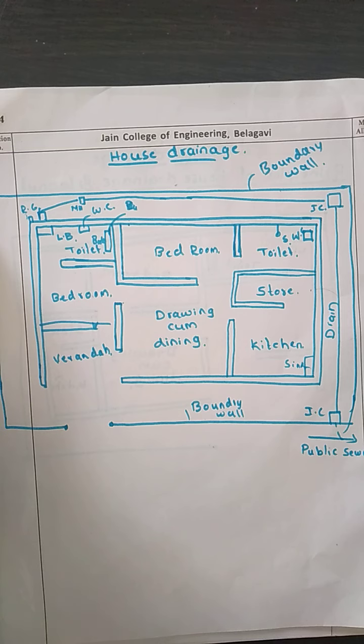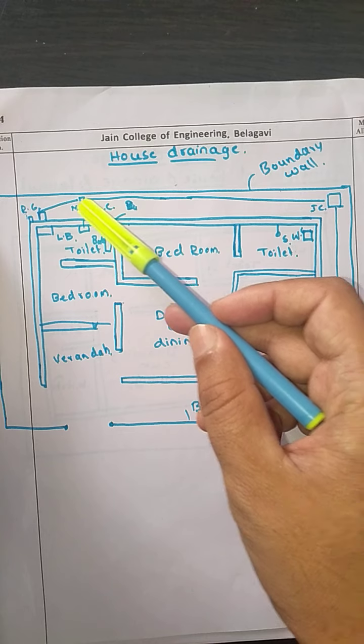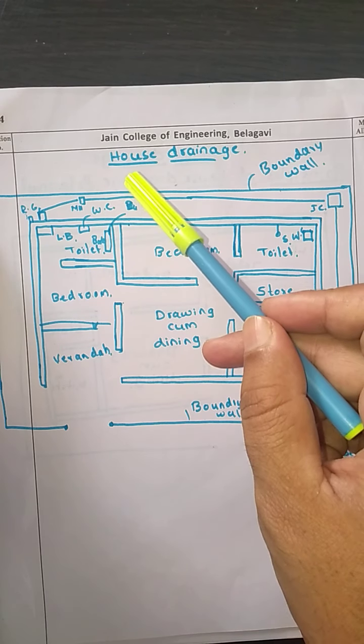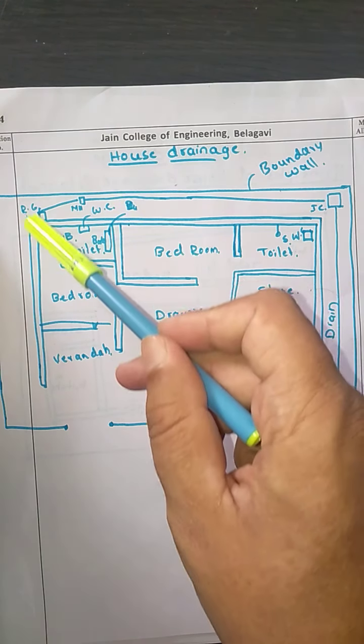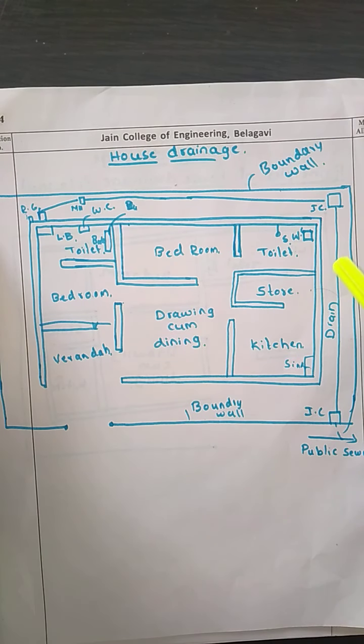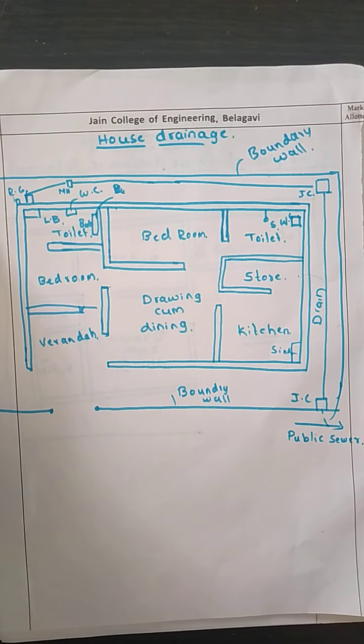Now what is drainage? Drainage is the arrangement provided in a house or a building for collecting and conveying the wastewater through drain pipes by gravity. It collects the wastewater generated in a house and conveys it through the pipes, by which it flows with the help of gravity and ultimately joins the public sewer.